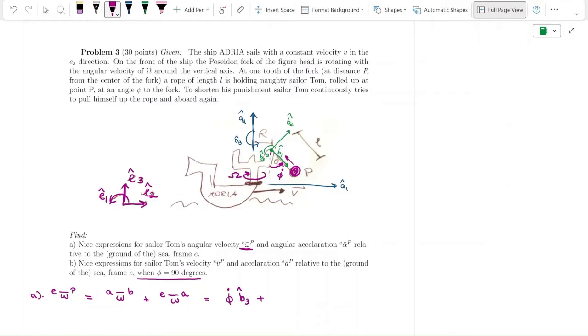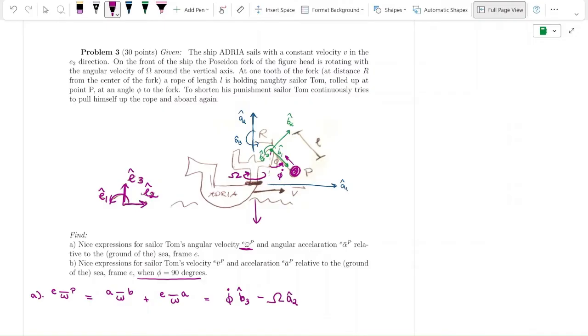And we can do the same thing with the fork. Curling our fingers in the direction of omega, your thumb should be pointing down, this way, which is in the opposite direction of A2 hat. So it's going to be minus capital omega A2 hat.